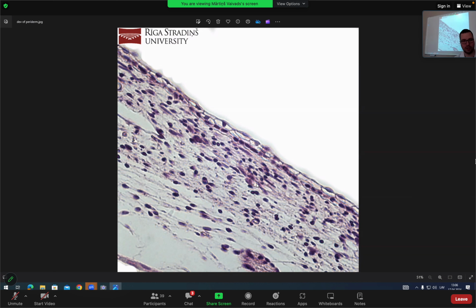What we need to talk about here is two layers of cells. In general, we have first the basal layer. Here, with number 1, these are basal cells. So the slide name is periderm. And first, basal cells.